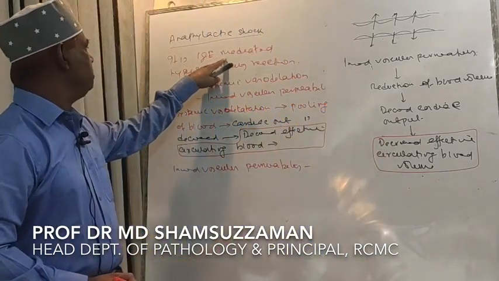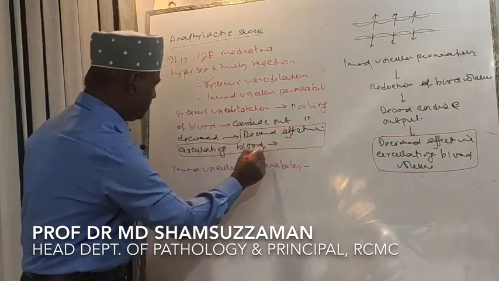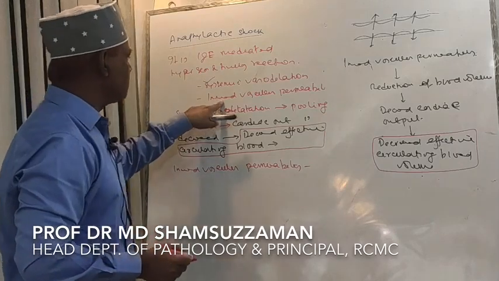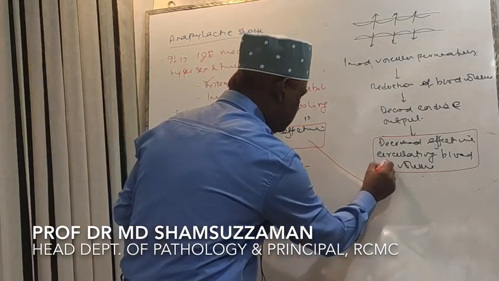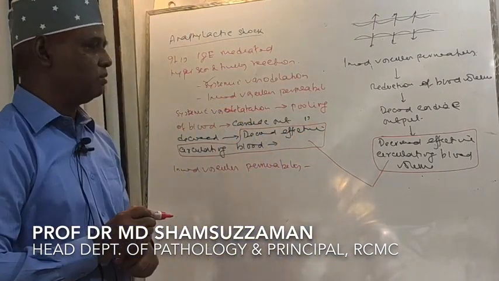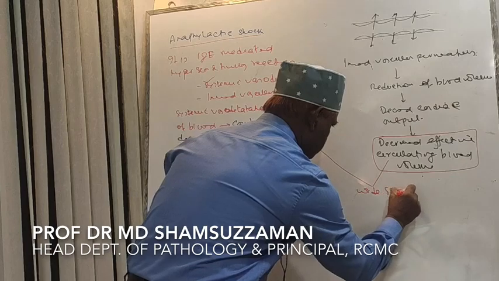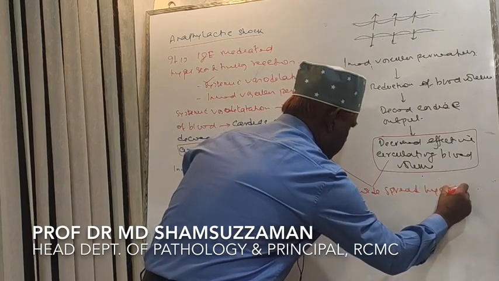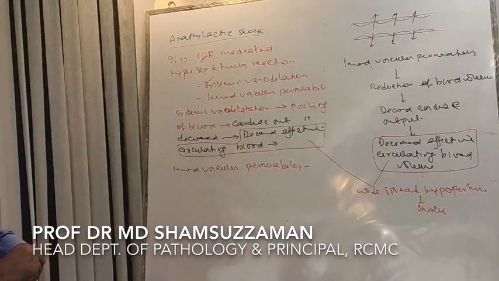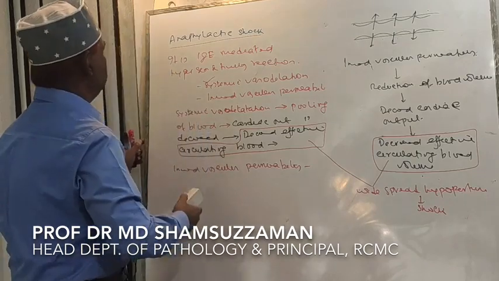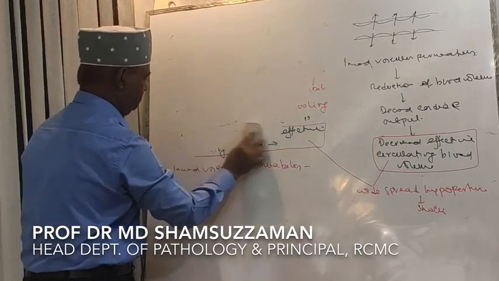Dear audience, you see, it is an IgE mediated hypersensitivity reaction. There is systemic vasodilatation that leads to decreased effective circulating blood volume. There is increased vascular permeability that ultimately leads to decreased effective circulating blood volume. As there is decreased effective circulating blood volume, there will be widespread hypoperfusion, and there will be shock. So this is the mechanism of shock in anaphylactic shock, that is, IgE mediated hypersensitivity reaction.